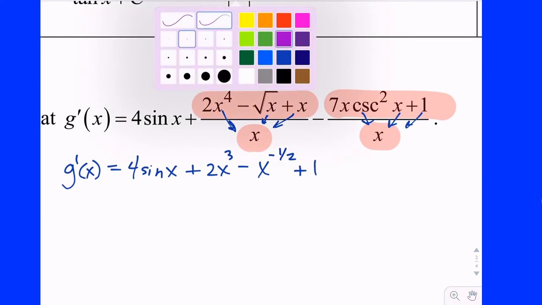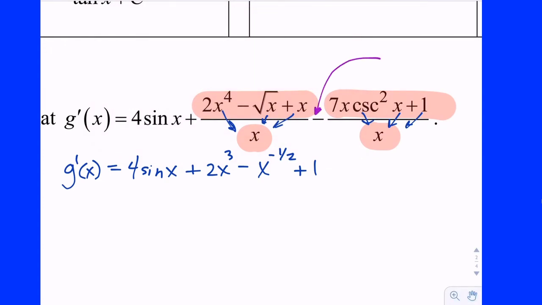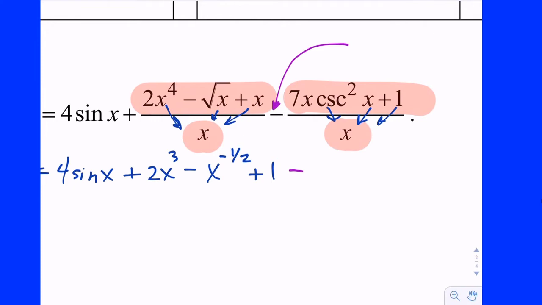Now the second one's going to be just as fun, but with one little caveat. What's out front of there? A negative. And that's kind of important. That's going to change all the signs as well. So I'm going to have a minus. Your x's will divide out, leaving just a 7 cosecant squared of x. And then here's the one that maybe you might miss, minus 1 over x. And of course, you can leave it as 1 over x, or you can write it as x to the negative first.